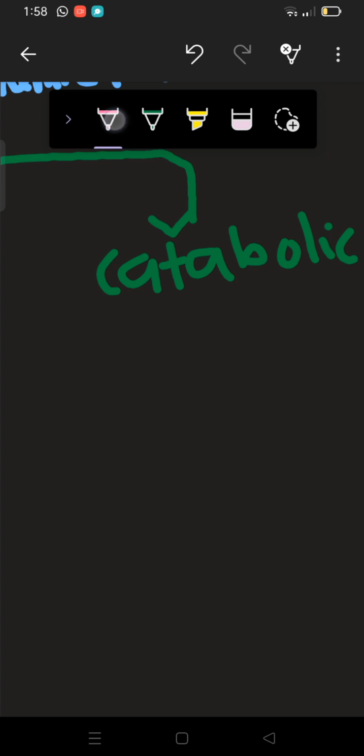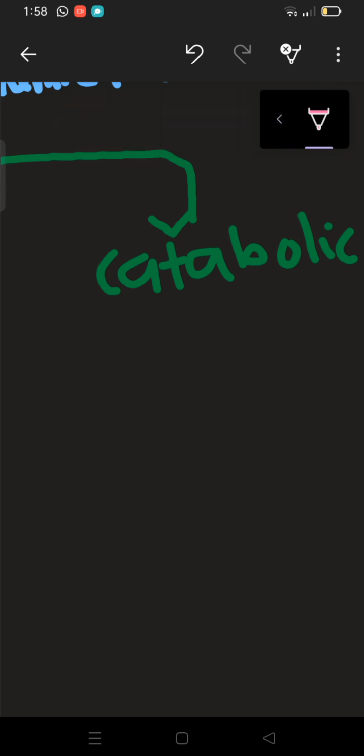Now what's happening in the catabolic reaction? We have discussed anabolic, in which two compounds combine and form a new product. In catabolism, the product is broken down into the components it is made up of. Basically this is the product, and it is broken down into its components. Like D is made up of E and F. So D is a product here, and the product is broken down into simple components. So this process is known as catabolism.